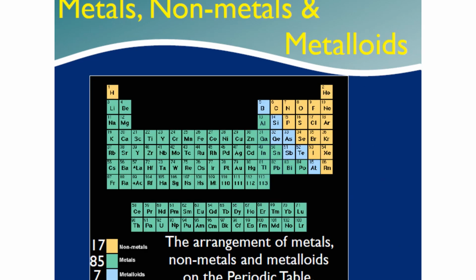Metals, nonmetals, and metalloids. So this is a picture of the periodic table. Notice that the green elements are the metals, the orange or tan elements are the nonmetals, and this blue section right here that is between the metals and nonmetals are called the metalloids.